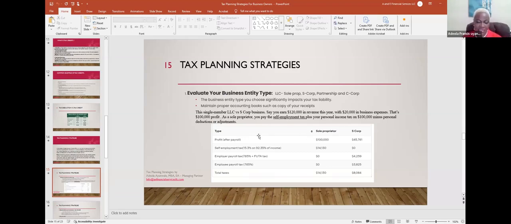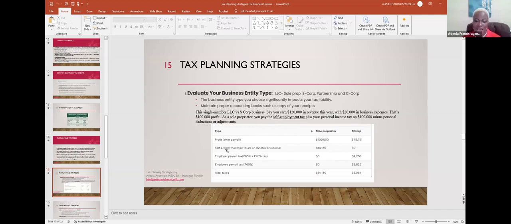Now, this is a chart that gives you an example of single member LLC versus S Corp. Let's assume the business grossed $120,000 in revenue this year, and this is just hypothetical, you have $20,000 in business expenses, so your profit is $100,000.